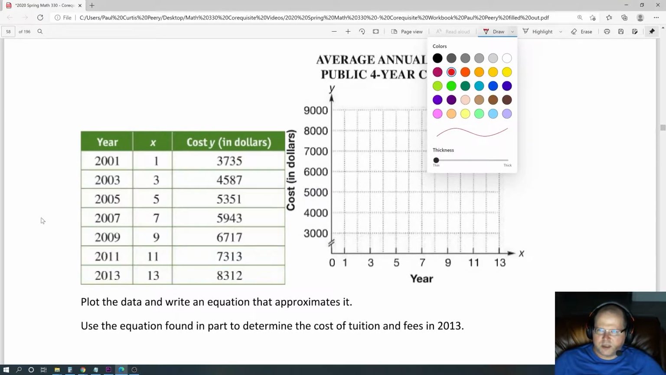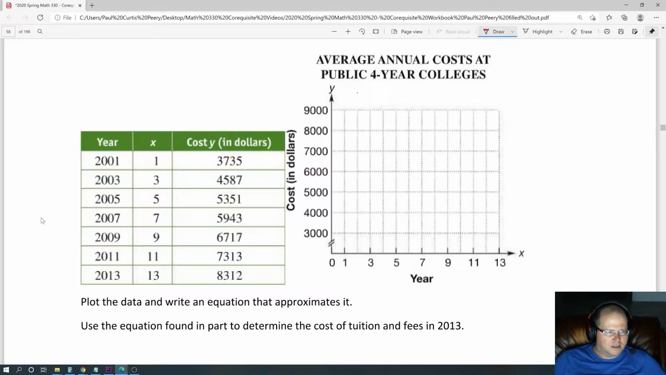Okay, so let's do some plotting. We have 1 and 3,735. It's almost about 3/4 of the way to 4,000, so I plot a point. Then we have 3, 4,587, so a little bit more than half, maybe right about there. Then we have 5, 5,351, about here, I think.